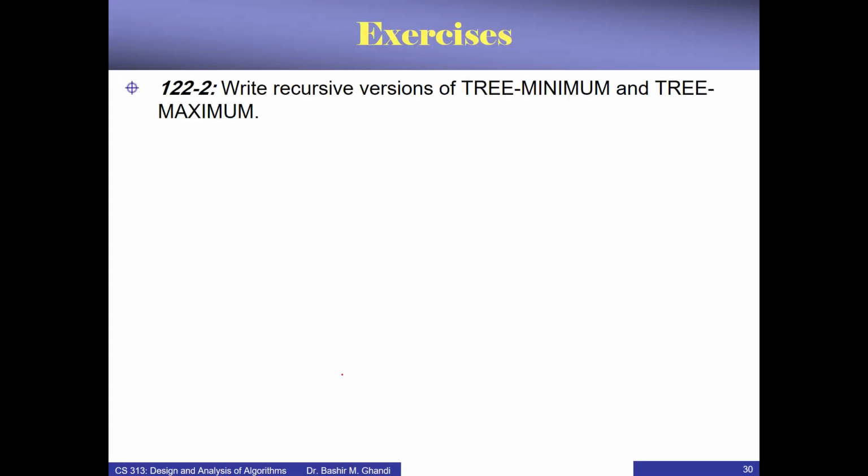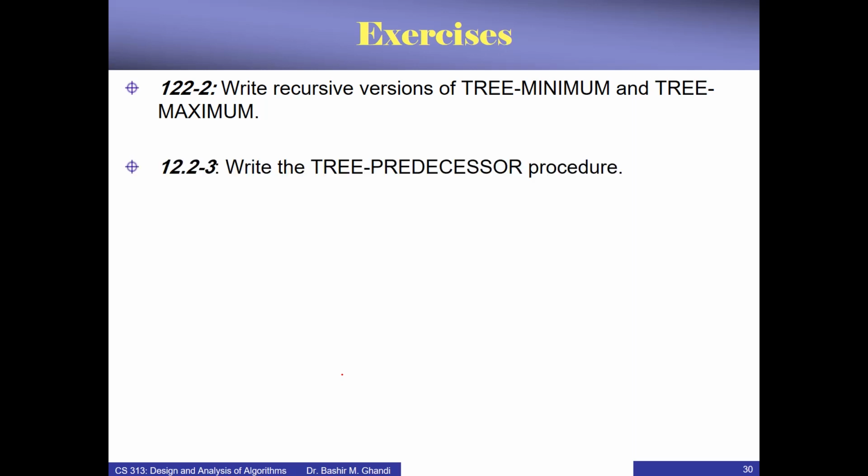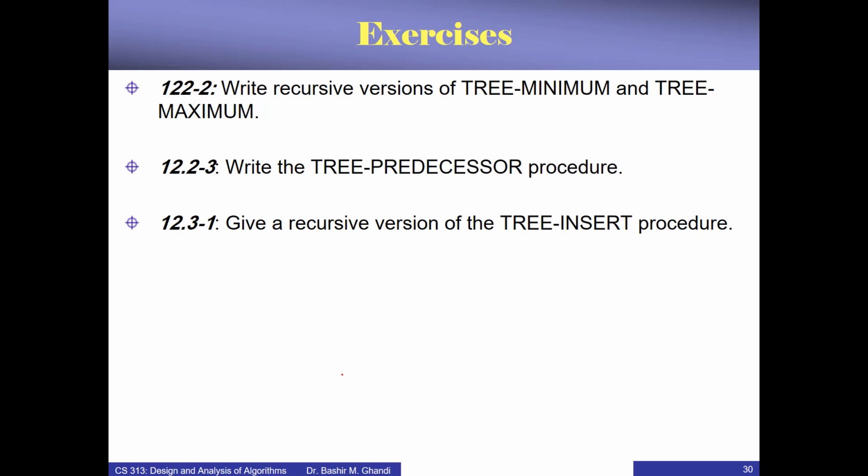Okay, the next one says write a recursive version of tree minimum and tree maximum. What I gave you were iterative versions, so now you are asked to find the recursive versions. Write the procedure tree predecessor. I gave you tree successor. It should be very easy to do tree predecessor. And then this one is saying give a recursive version of tree insert. The tree insert procedure that we saw was iterative. You are being asked to write a recursive version.